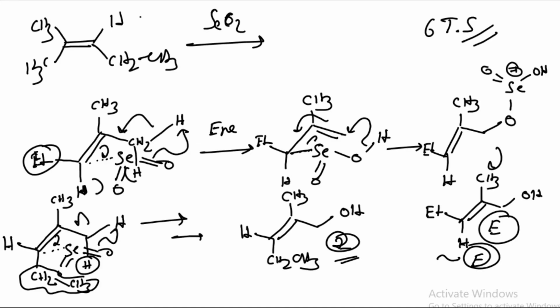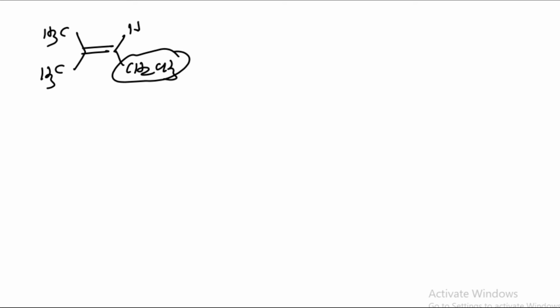Now again, with the help of this transition state, I can also explain why the oxidation is always carried out at the less substituted side, and not at the other end, because at the other end there is also an allylic proton. Why is oxidation always carried out on this side, not on this side? That we can also explain by this type of cyclic TS. So let's try to write that.